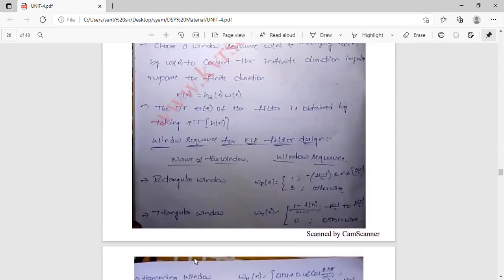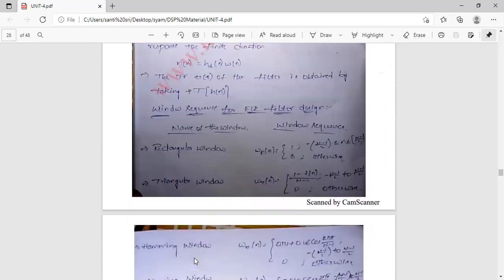For the rectangular window, the window sequence is WR of n equal to 1 for minus (N minus 1) by 2 less than or equal to n less than or equal to (N minus 1) by 2. It is 0 otherwise. Similarly, for the triangular window, the window sequence is WT of n equal to 1 minus 2n by (N minus 1) for minus (N minus 1) by 2 to plus (N minus 1) by 2. It is 0 otherwise.